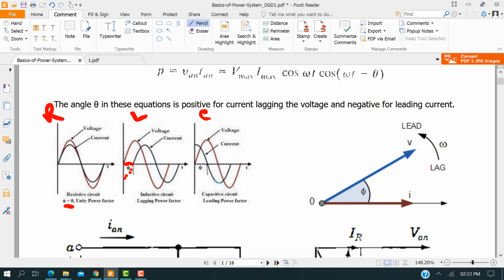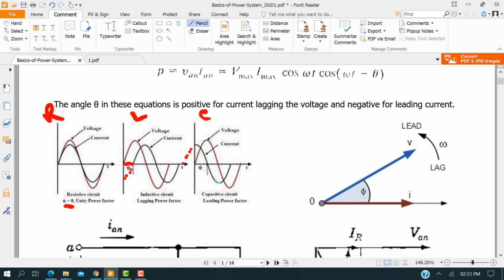In the capacitive circuit, we see that the voltage curve remains the same, whereas the current curve follows the cosine wave. It is a leading one. If I extend it back, this is the theta for leading, so we have to add a plus sign here. So you see that it is a leading power factor.